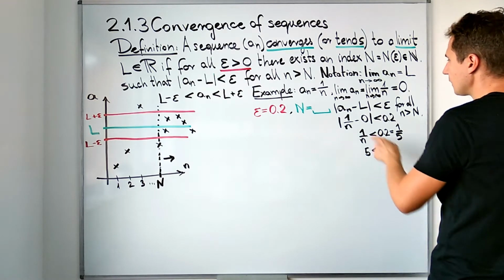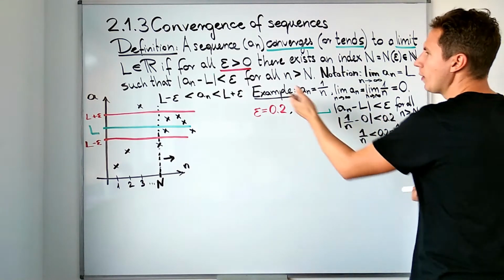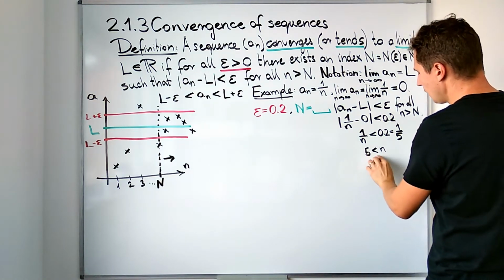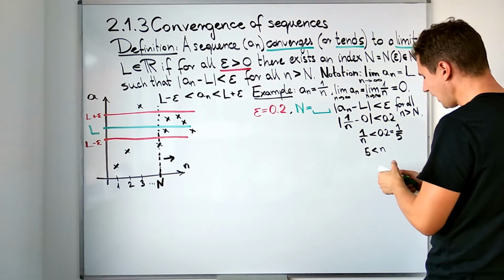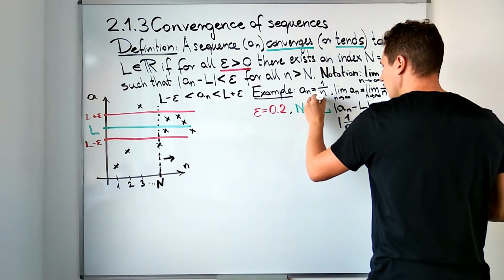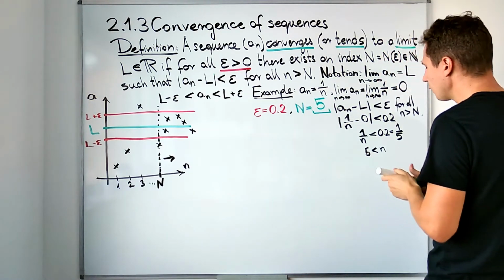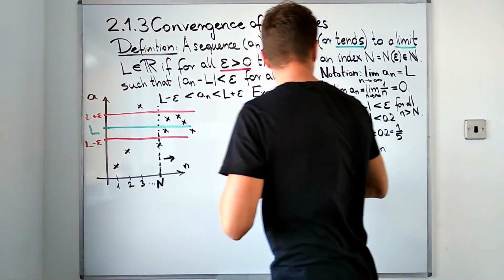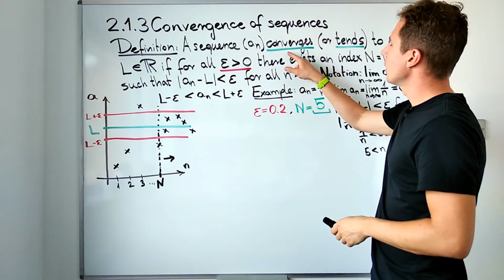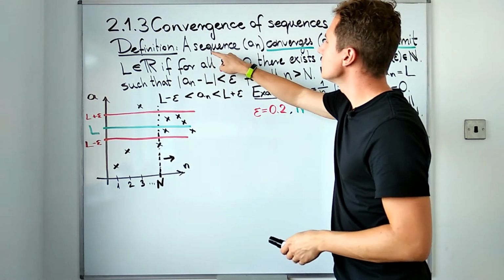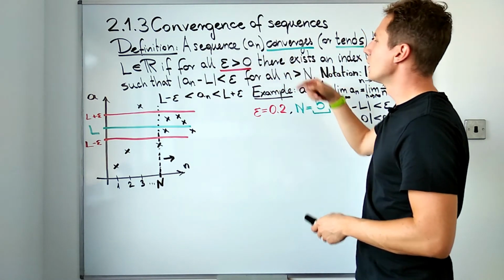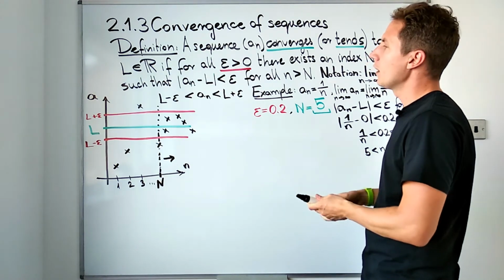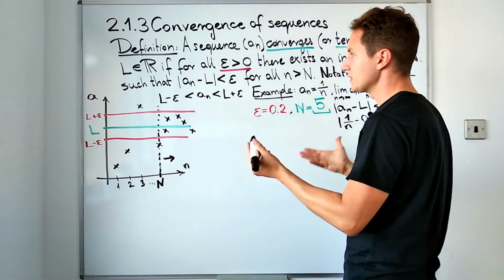So it means that this inequality, which is required in our definition of convergence, will be satisfied once n is greater than 5. So this index capital N shall be chosen to be 5. Okay, I hope you got it right. Now, to continue, as I mentioned, sequences do not have to be convergent. It could also be the case that there is no limit to our sequence.